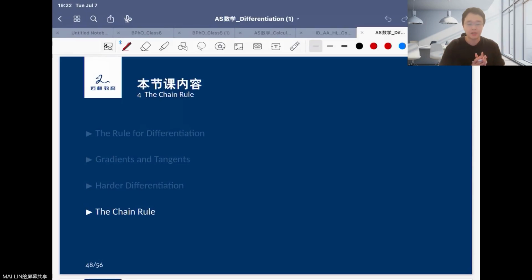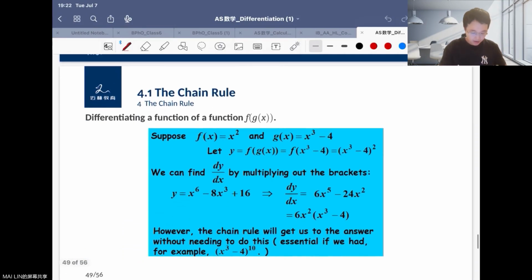Hello guys, so today we are talking about the chain rule. That's going to be the first part of it. Here we have the functions f(x) and g(x). Here f(x) equals x squared and g(x) equals x cubed minus 4.